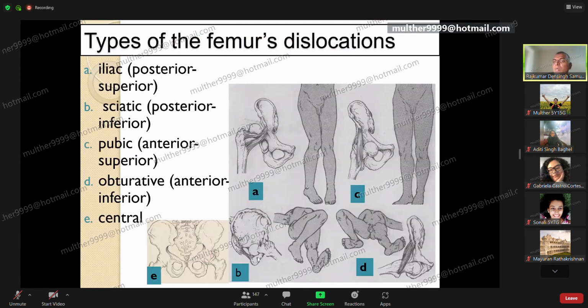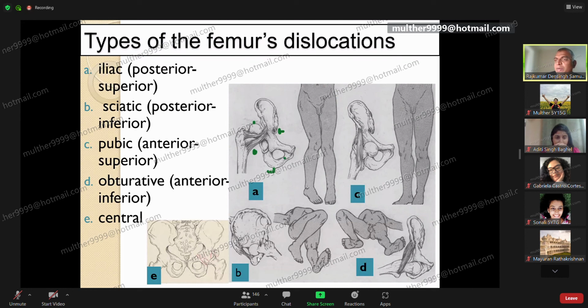When we talk about dislocation of the hip joint, there are 4 types of dislocation. The hip joint can dislocate posteriorly or anteriorly. If it goes posteriorly, it has 2 variants, posterior superior or posterior inferior. In the same way, anteriorly it can be anterior superior or anterior inferior.